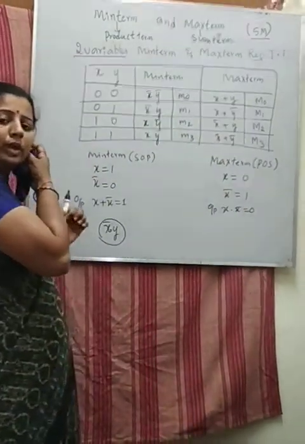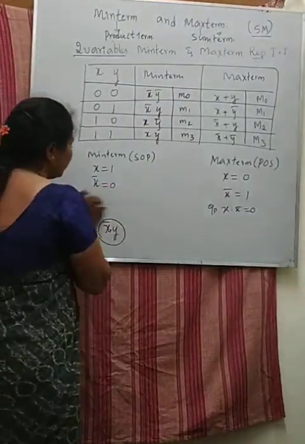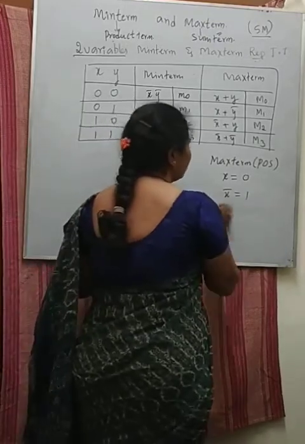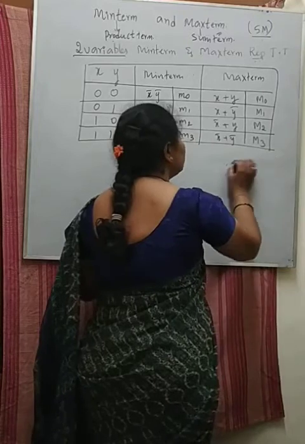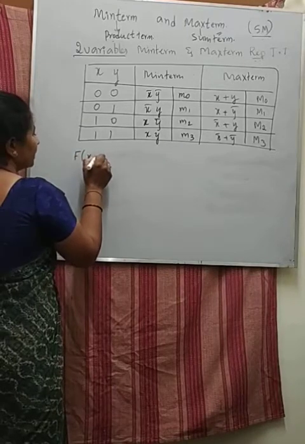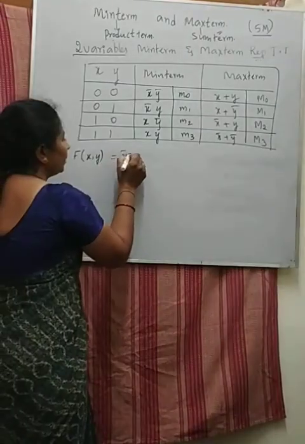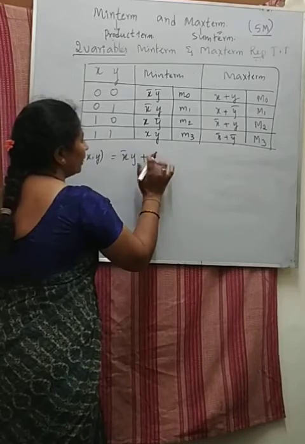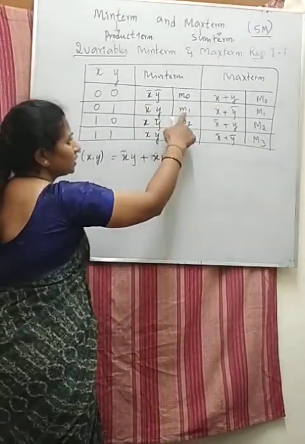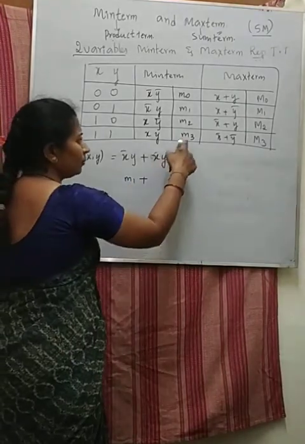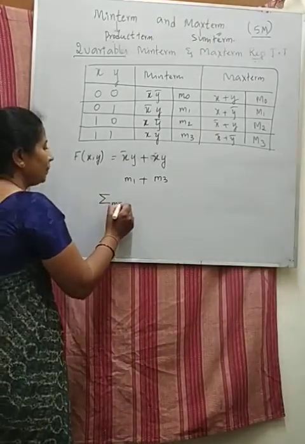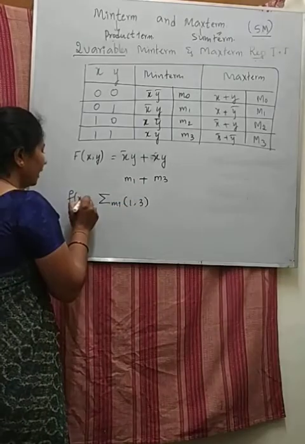How can we use this? Where are we using this? While converting the given expressions into canonical form, either with the minterm or with the maxterm, we use this representation. Suppose they have given the question f of x comma y, because two variables, equal to x complement y plus x y. They have given one expression. What is this minterm? Please check this. This is your minterm m1. What is this minterm? m3. How can we write this? Represent it with a sigma: f of x comma y equals sigma m of 1 comma 3.